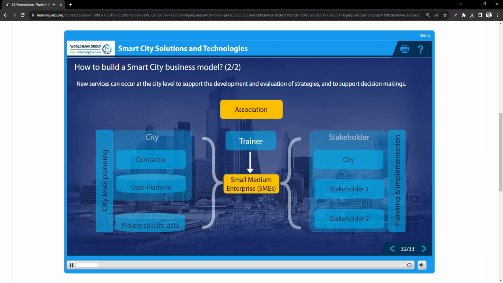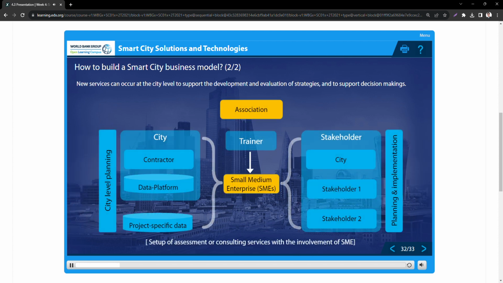This shows another use case of smart city business model. New services can occur at the city level to support development, strategy evaluation, and decision makings. A large amount of data and extensive assessment are necessary before implementing a proper development of a new site. This includes data from the municipality that can already be available from a data platform. It can also project specific data for the site. SMEs can have new business opportunities based on a new assessment or consulting services.